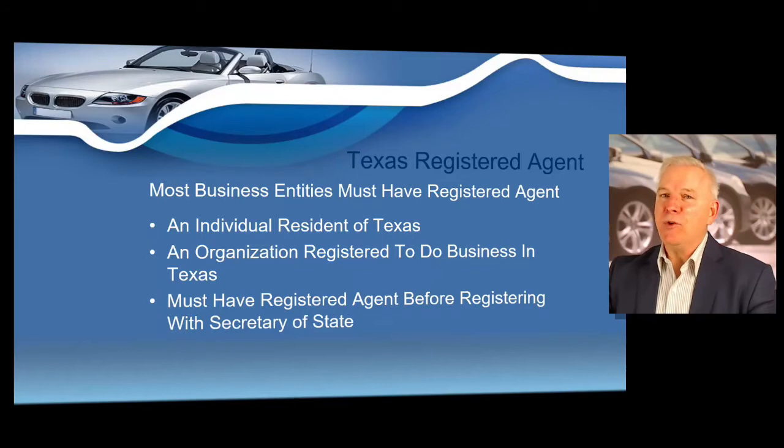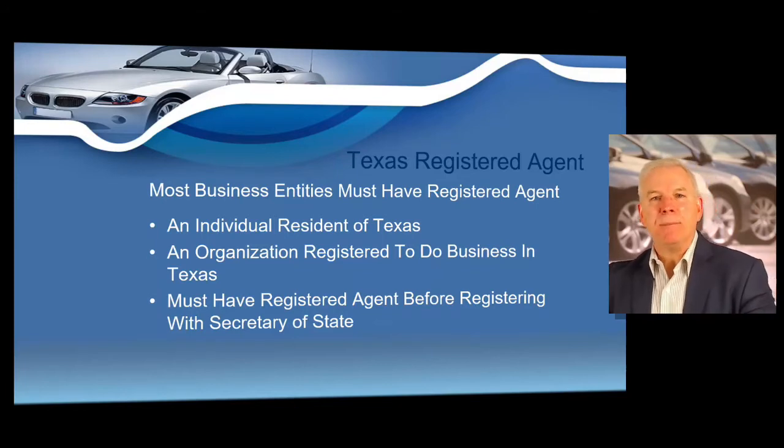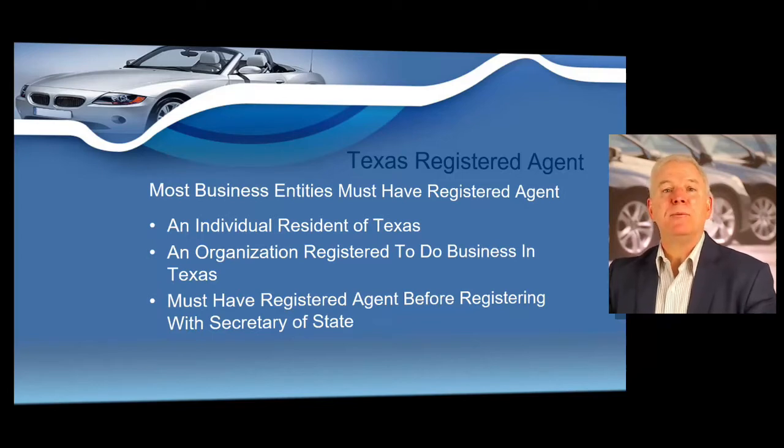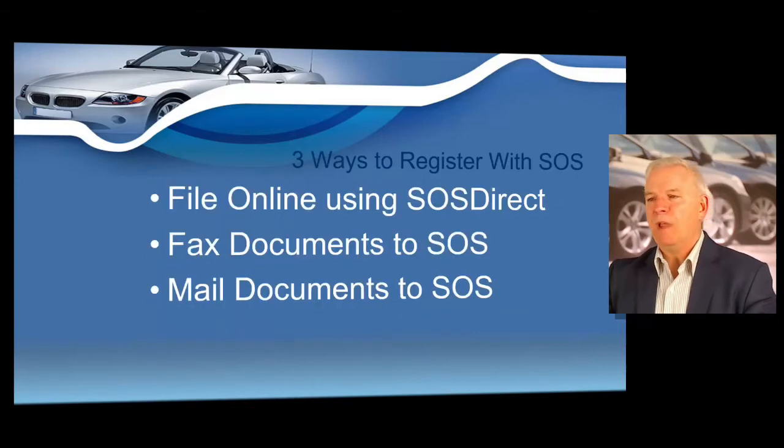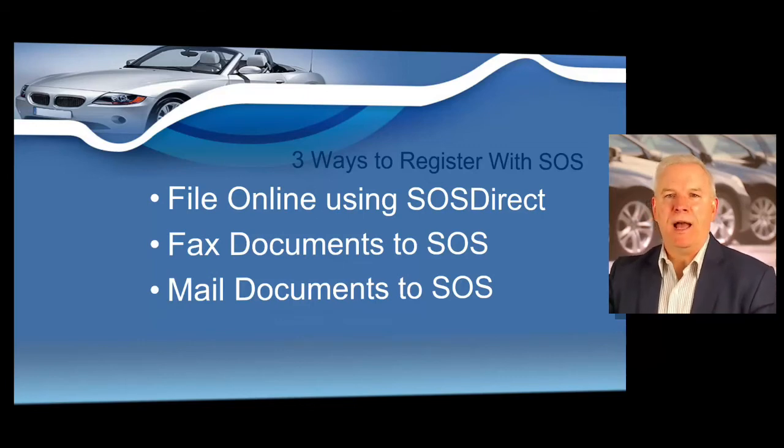You need to be aware that you must determine your registered agent before you file your business entity with the Secretary of State, because your registered agent information must be submitted with your Secretary of State business filings. There are 3 ways to register your new business with the Secretary of State. You can file online with SOSDirect, which we're going to cover in just a moment. You can fax your documents to the Secretary of State, or you can also mail your documents to the Secretary of State.